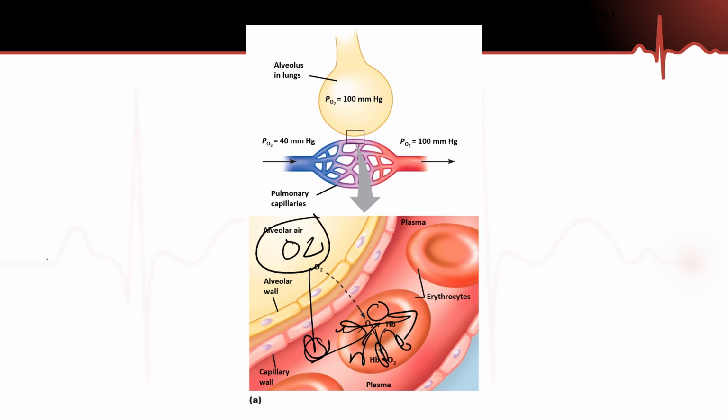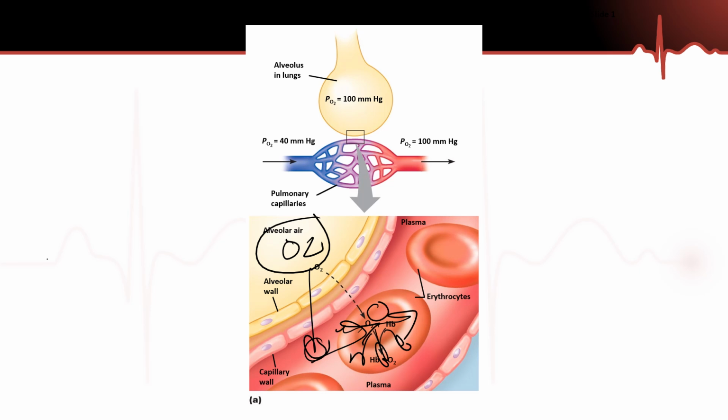So the vast, vast majority of oxygen carried by our bloodstream is of course bound to hemoglobin within our red blood cells and not existing within the plasma or the intracellular fluid of the red blood cells.